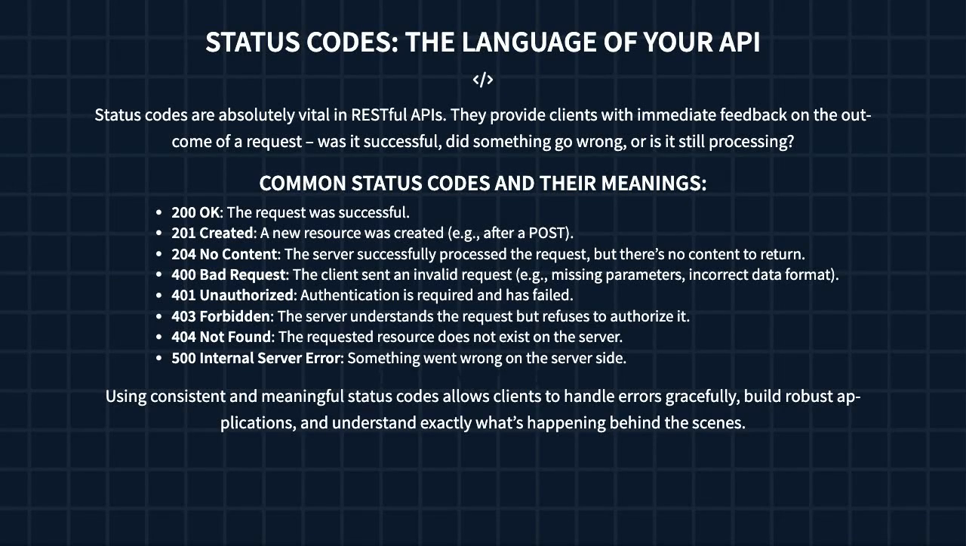Okay, let's talk about status codes. They're like little messages your API sends back to a client after each request. Think of them as the language of your API. They tell the client whether things went smoothly or if there was an issue. For example, a 200 OK means everything's great. A 404 Not Found tells the client that the item they were looking for doesn't exist on the server, and so on. Using these codes consistently is key to building reliable and user-friendly applications.